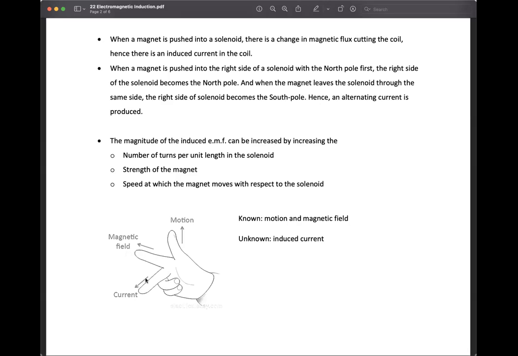So instead of the left hand, we use the right hand, and we do the same thing. The thumb is the force, the index finger is the magnetic field, and the middle finger is the current.